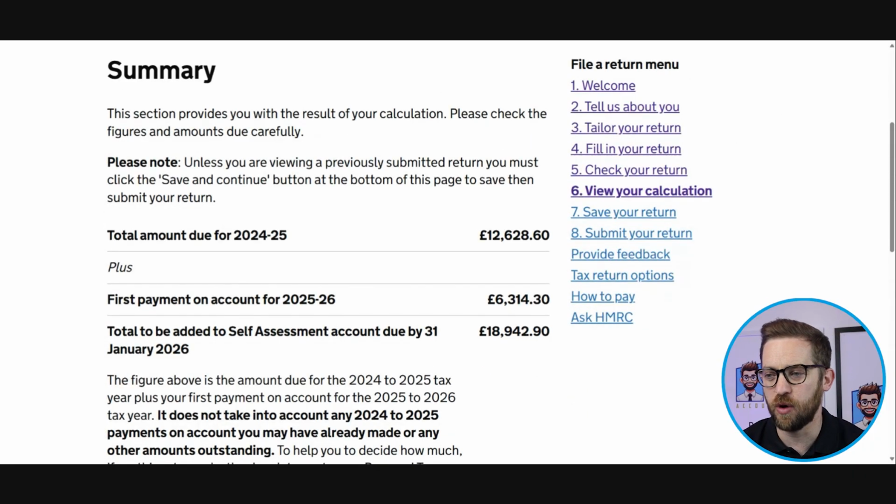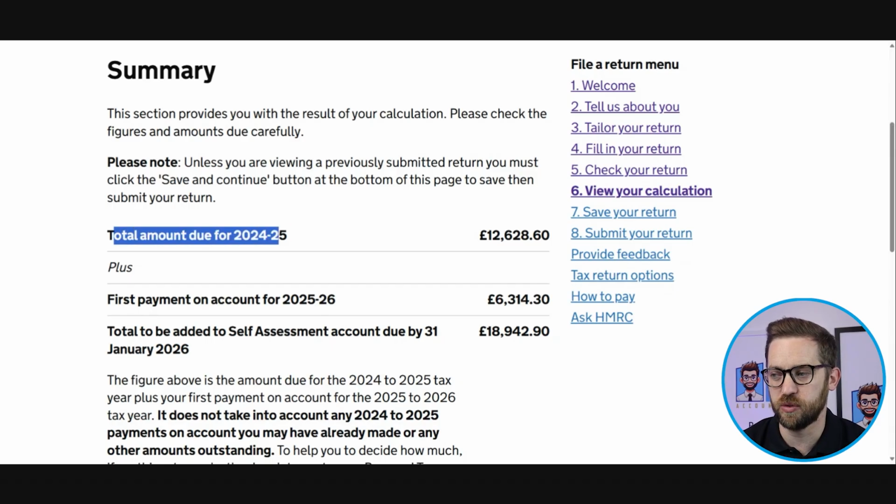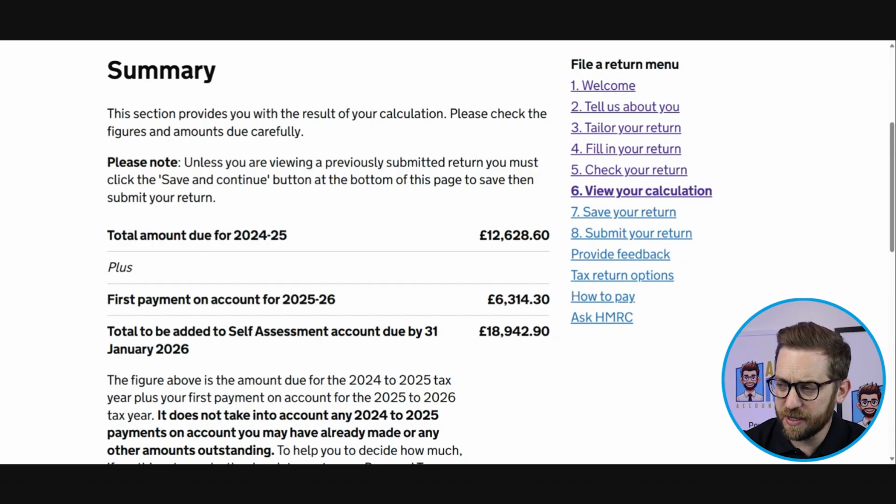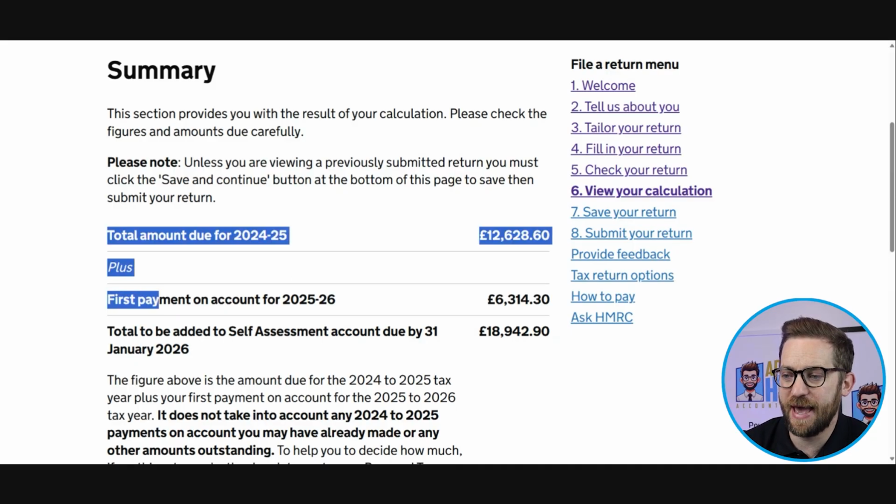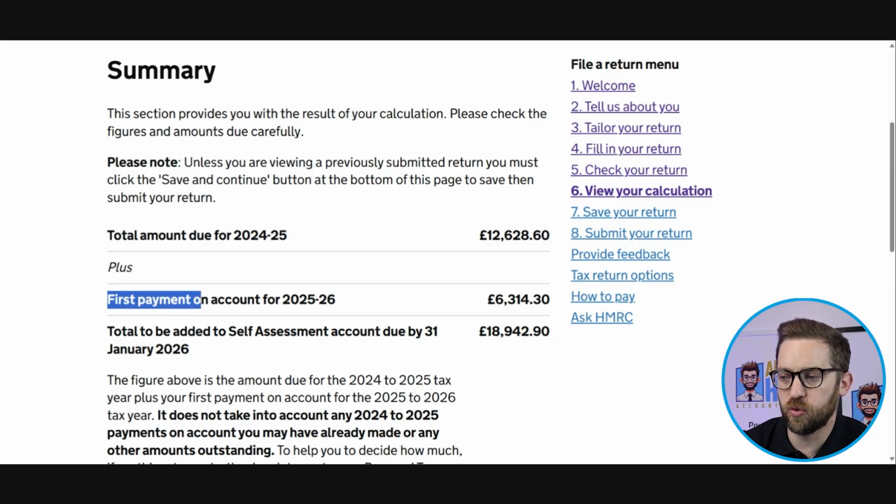So this is only a little overview, and it just tells us how much tax we owe for the 24-25 tax year. So on my self-employed profits, I owe £12,628.60. However, HMRC are also asking for a payment on account towards the following year's liability. That payment on account there is 50% of the liability above.